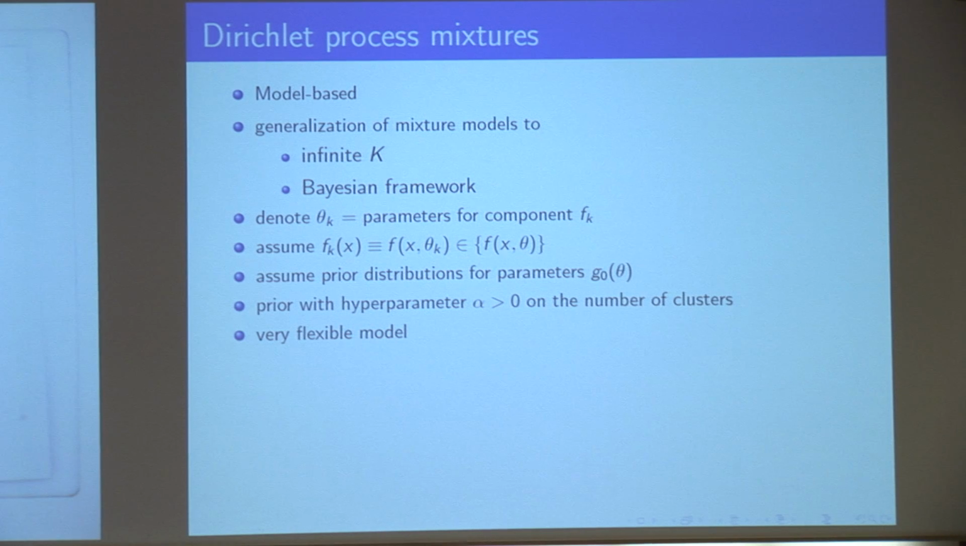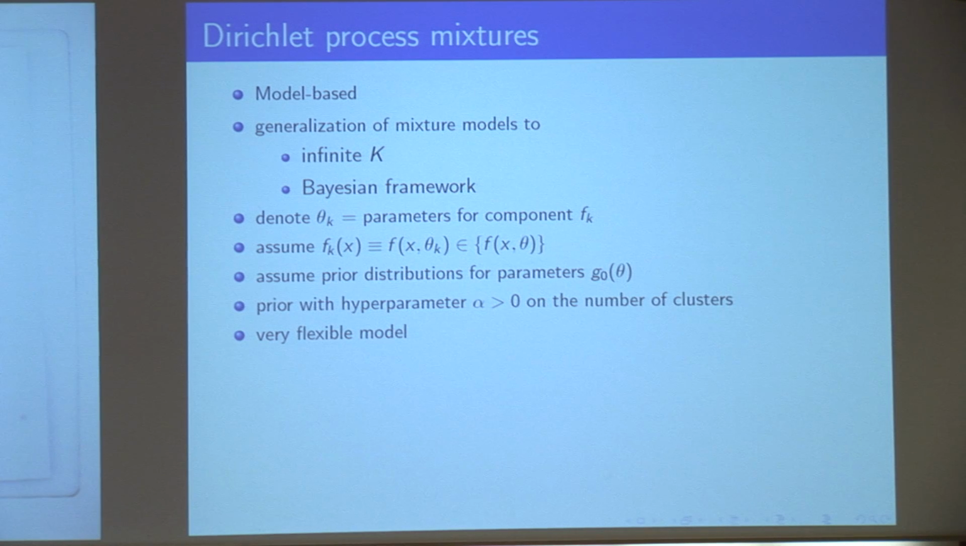So I'm going to start with some notation. I'm denoting theta k the parameters of cluster K, and assume the clusters are Gaussian, as many as I need. And I'm going to now construct a prior over the clusters. So each cluster is a Gaussian distribution. I'm going to construct a prior over the Gaussian distribution, and that's the G0. And the idea is that whenever I need a new cluster, I'm going to draw from that prior.